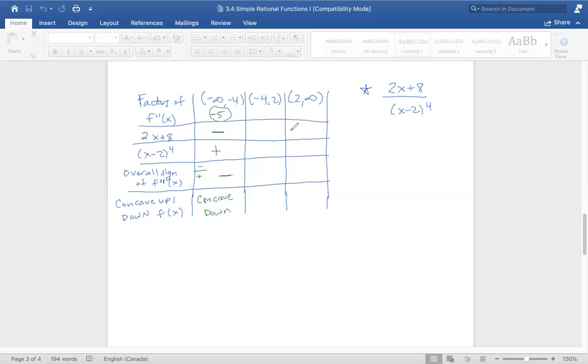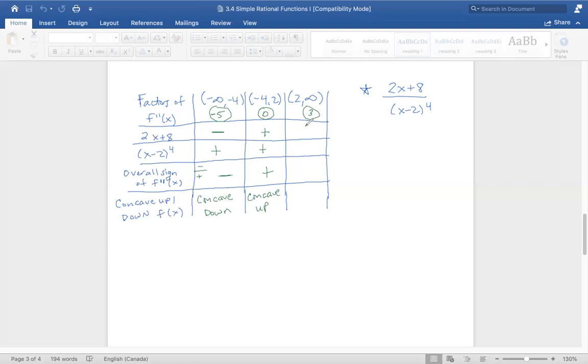Any number between -4 and 2, 0 is in there. 0 is always nice. That'd be 0 plus 8, positive. 0 minus 2, but -2 to a positive exponent would be positive. So a positive divided by a positive is positive. So I am concave up here along this interval, and between 2 and infinity, pick 3.